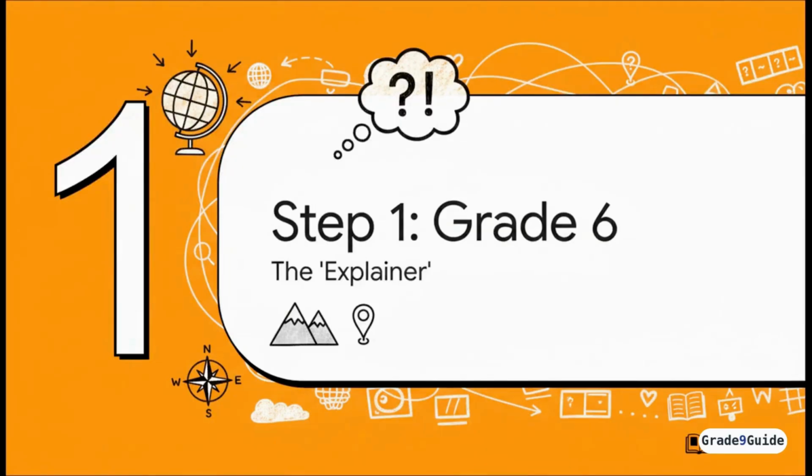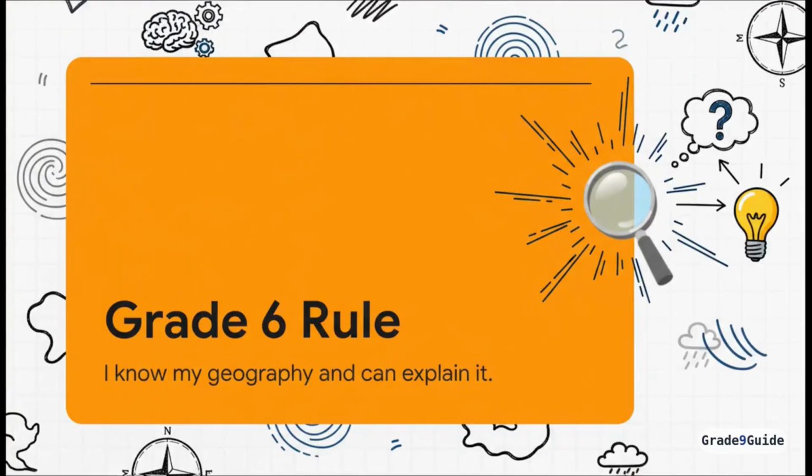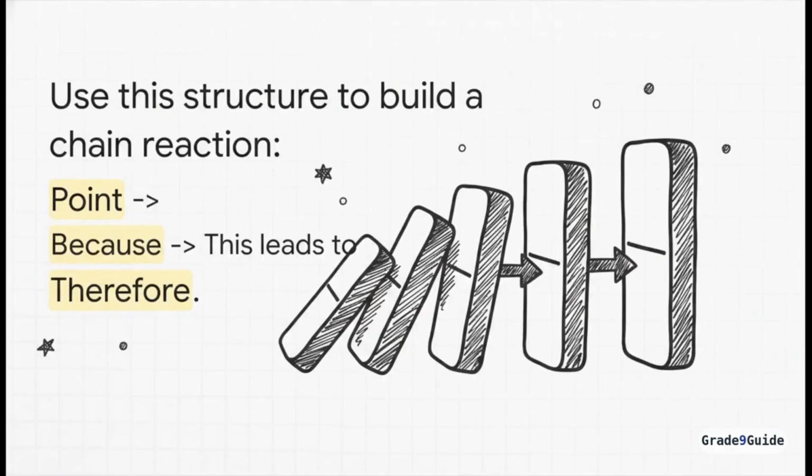Okay, step 1. Let's lock in that solid grade 6. This is your foundation. At this stage, you need to be the explainer. The examiner is basically thinking, does this student know their geography, and can they explain it? That word, explain, is everything. If you just list things, you're stuck at a grade 5. You have to explain. And how do you do that? Well, there's a magic structure. You build a chain reaction.